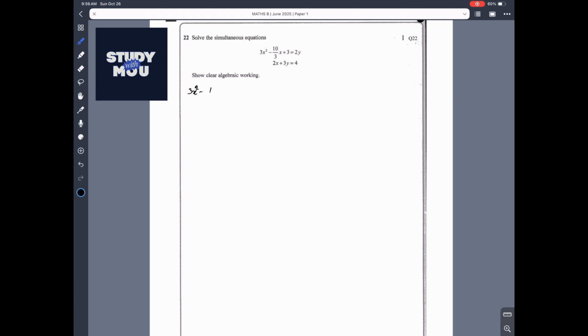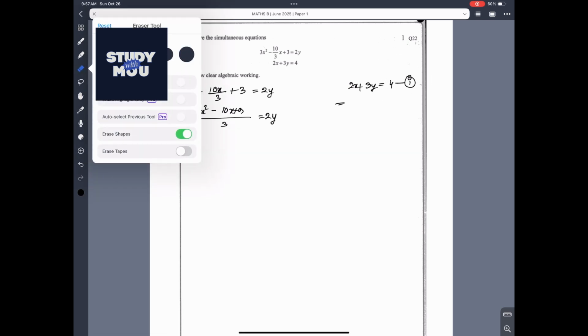3x² − 10x/3 + 3 = 2y. That's 9x² − 10x + 9 = 2y. Now writing the other equation, 2x + 3y = 4. Equation 1. Sorry, let's not make it equation 1.